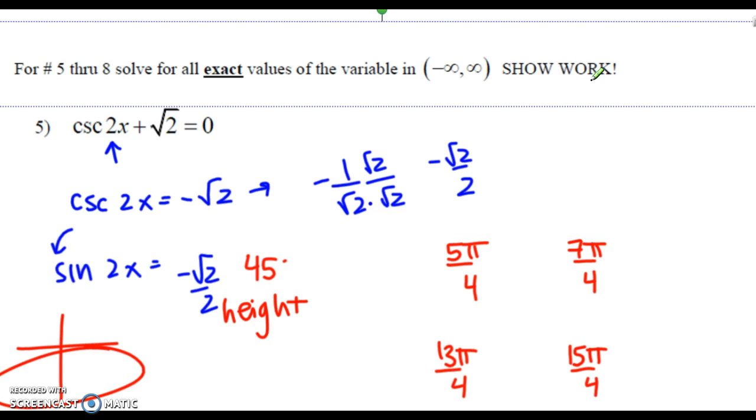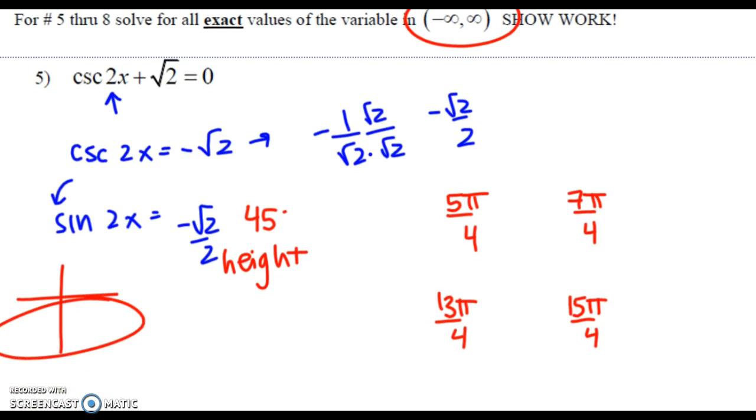For 5 through 8, you needed all the exact values, and your interval was this guy. This is 2 rotations around, so this is what we talked about in the last part of 5-8. Kick your radical to the other side. The reciprocal of cosecant is sine. Keep your 2x, and the reciprocal of negative radical 2, when you rationalize it, is negative radical 2 over 2.